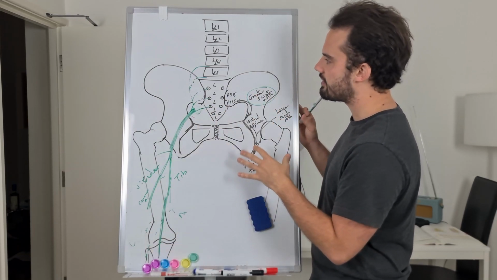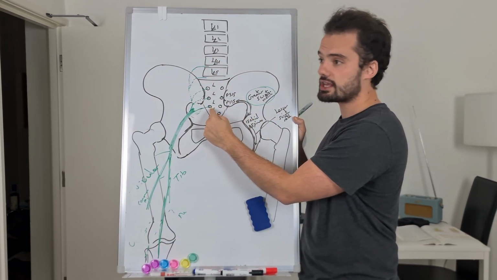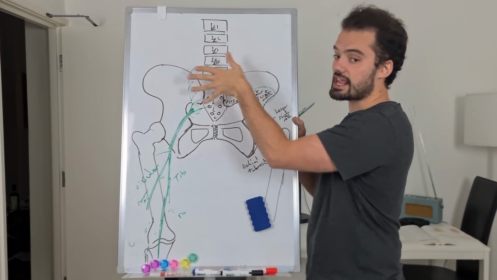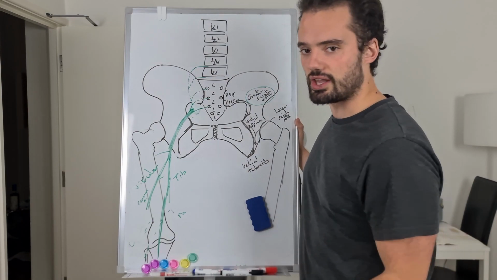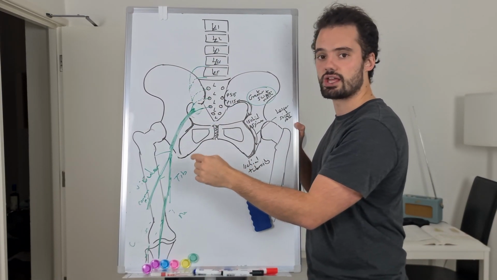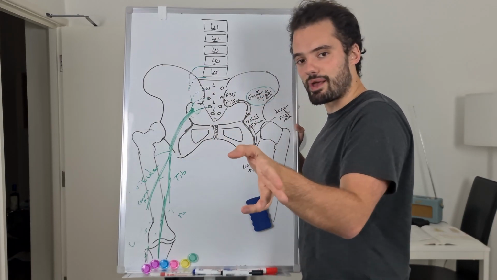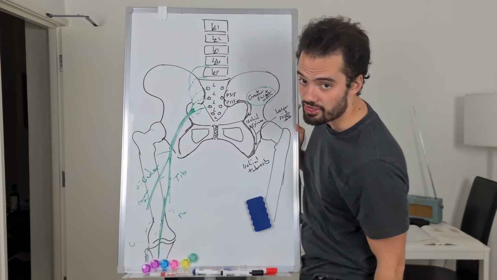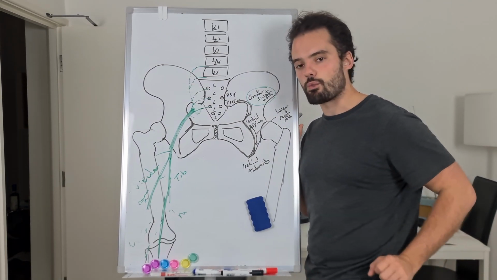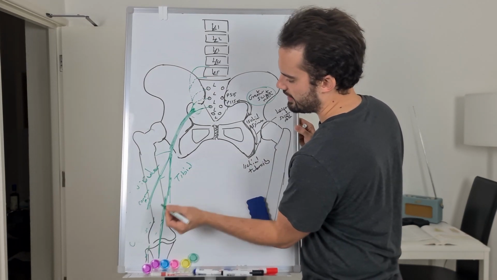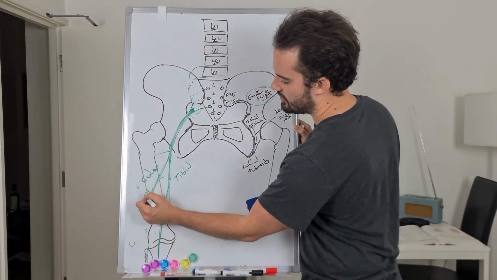So your take-homes here are L4 to S3. Yeah, L4, L5, S1, 2 and 3. In the sacral plexus, or the sacral part of the lumbosacral plexus, they come together to form the single sciatic nerve. The sciatic nerve then leaves the pelvis via the greater sciatic notch and will then go down the back of the thigh. At some point, it will split into a tibial nerve and a common fibular nerve.